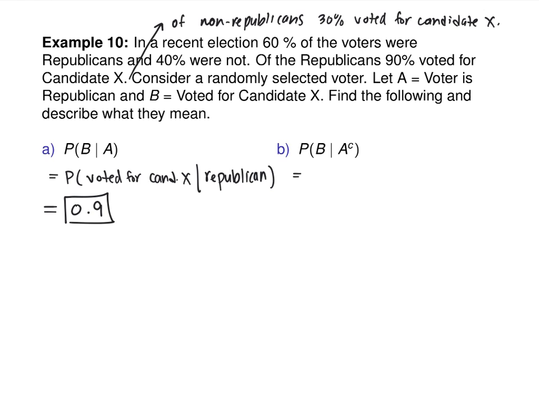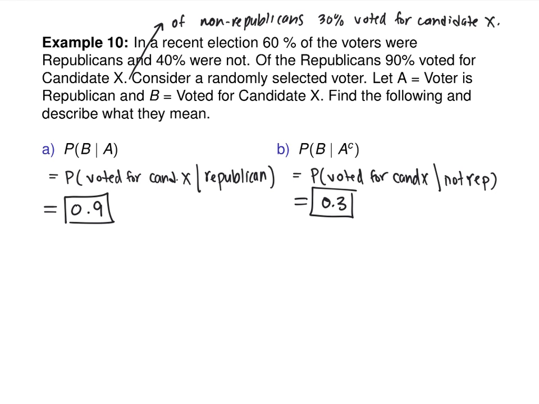How about this one? Probability that you voted for candidate X, given that you are anyone else, i.e. not Republican, right? At least not declared. And I think I gave you that number too, didn't I? 0.3.